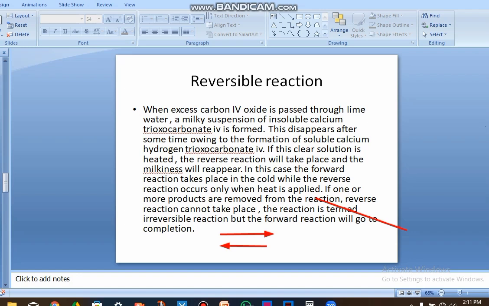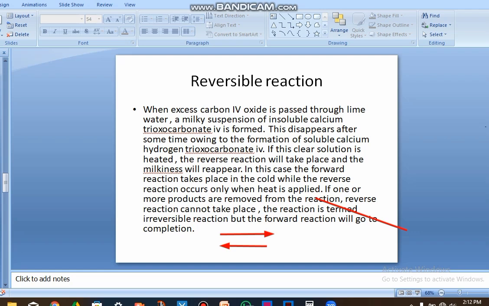So let's move forward. If one or more products are removed from the reaction, the reverse reaction cannot take place. The reaction is referred to as an irreversible reaction, and the forward reaction will go to completion. Because when a reaction is taking place and the products are formed, those products can react to form the reactants again. Are you getting it? And that is called what? That is a reversible reaction. It can be reversed.